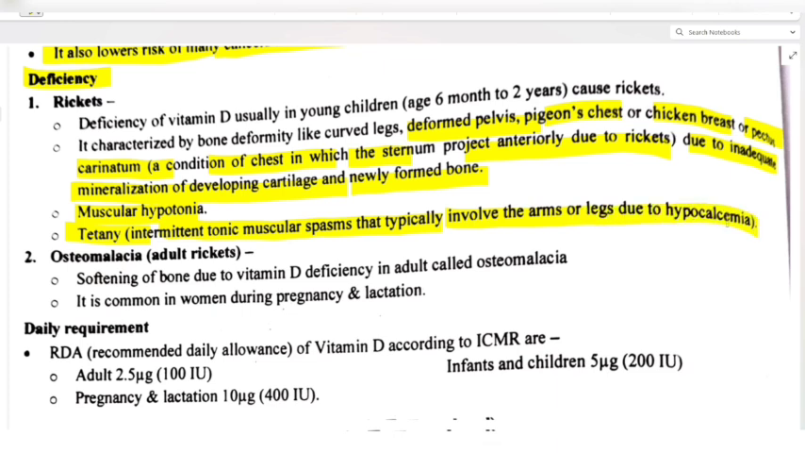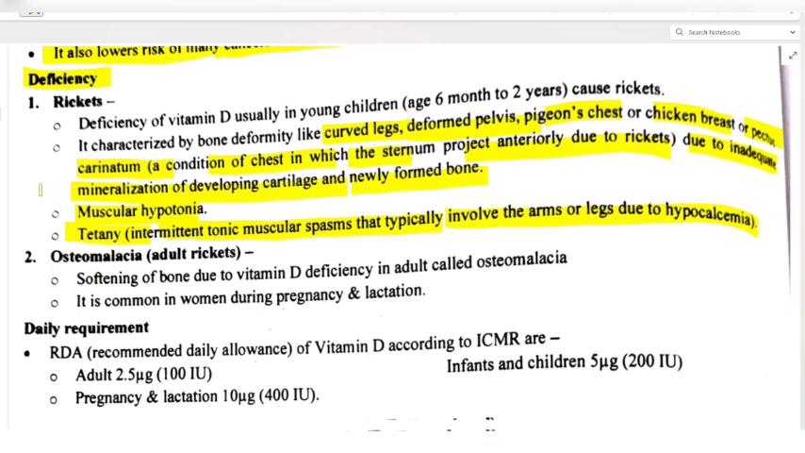Is it clear? See, deficiency of vitamin D, usually in young children, the age is between 6 months to 2 years, causes rickets. So how is it characterized? It is characterized by bone deformity like curved legs. We have already seen that bow leg in medical term is called bow legged. Then deformed pelvis, pigeon's chest or chicken breast or pectus carinatum, a condition of chest in which the sternum projects anteriorly due to the rickets. Now it is because of inadequate mineralization of developing cartilage and newly formed bone. Muscular hypotonia and tetany both are present in rickets.